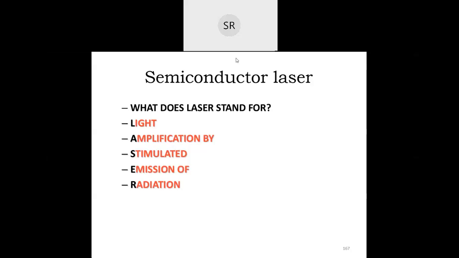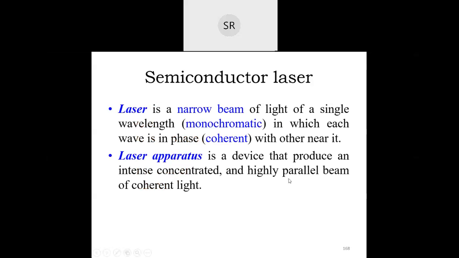Now we will see what happens in the laser. Generally, we say that a laser produces a narrow beam of very high intensity, coherent visible light, or you can say monochromatic light, or narrow and intense visible light. So that is your laser.